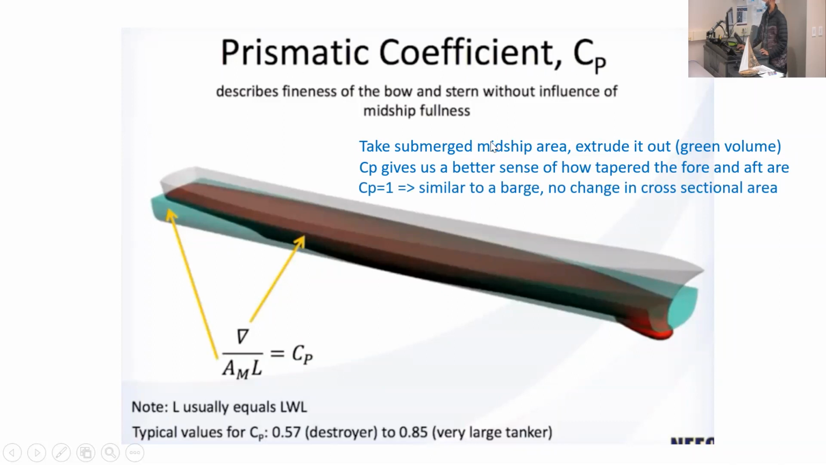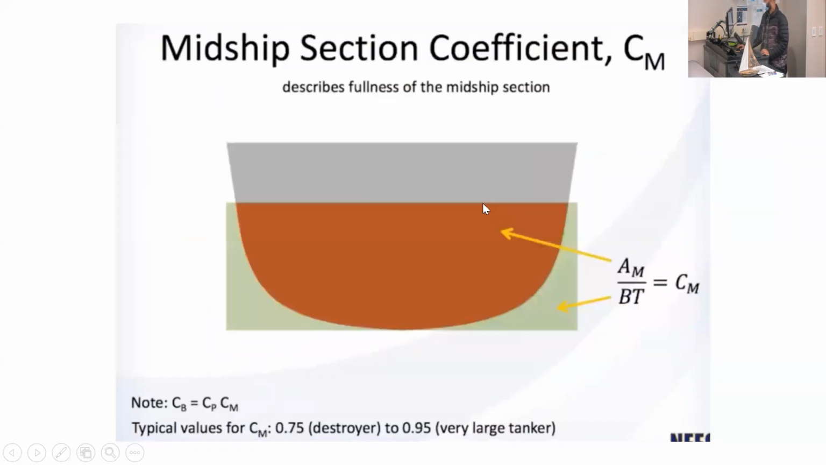If prismatic coefficient is 1, that means you take the midplane, extrude it forward and backward, and the ship is exactly that. Okay, there's no tapering either forward or backward. That's what this last sentence is telling you. Okay, midship section coefficient CM, area of midship divided by this B times T. Beam times draft. Okay, that gives you CM.